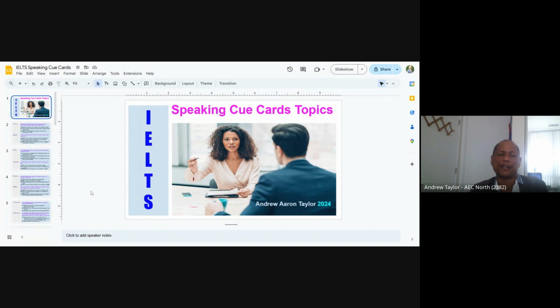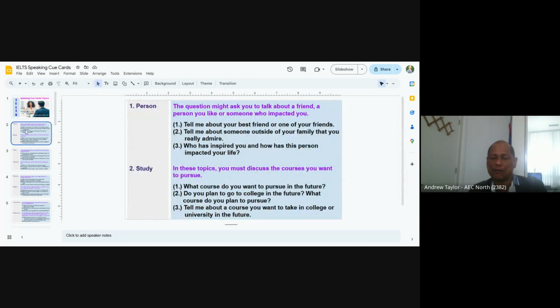So you call this speaking cue cards topics, IELTS, right? So here we have topic number one, which is person. For person, normally they will ask you questions like questions about a friend or a person you like or someone who impacted you. Normally, because IELTS is a high level, an academic test, most likely they will ask you about a person who impacted you in your life. And some questions are these.